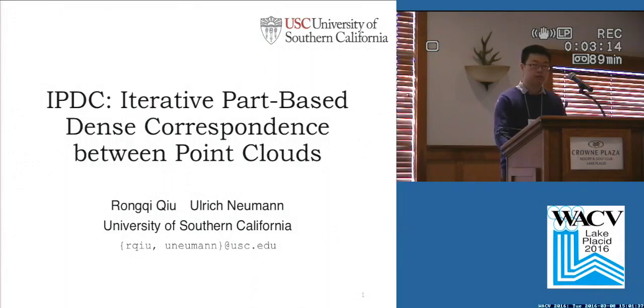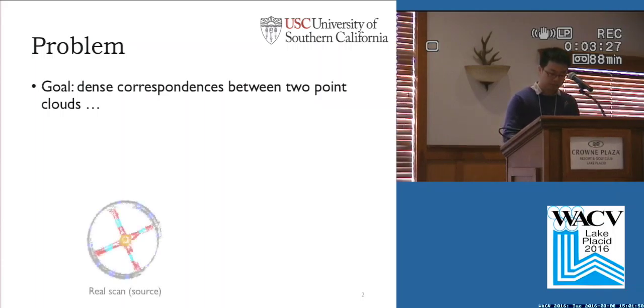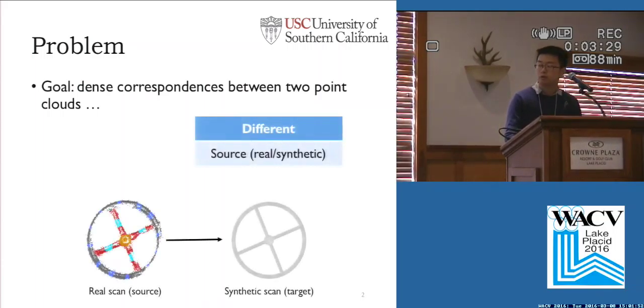I'm from the University of Southern California, and I'm going to present IPDC: iterative part-based dense correspondence between point clouds. The goal is to find dense correspondence between two point clouds. They can be different in source. For example, one is a real scan from a laser scanner, and the other is a synthetic scan from a CAD model.